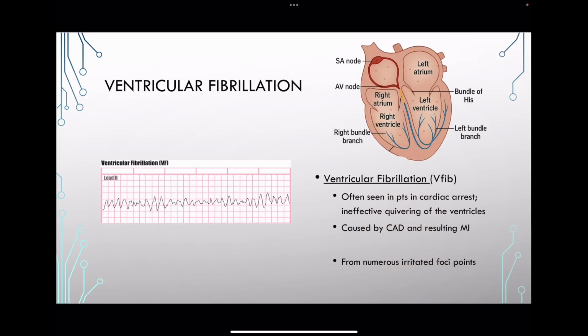All right, with VFib, it's the same concept. You've got your foci points in your ventricles. This is all of them irritated and just sending out electrical signals. At this point, no signal is coming from your SA node. All the signal is stemming from your ventricles, just trying to hold on to that last bit before your heart, your heart's essentially starting to fail here. So it's just a bunch of those foci points in your ventricles irritated, trying to grab any signal that it can in order to contract your heart.